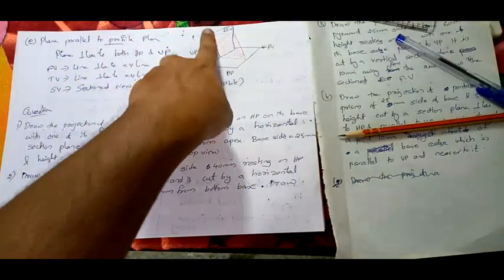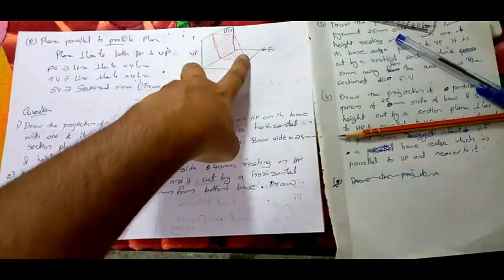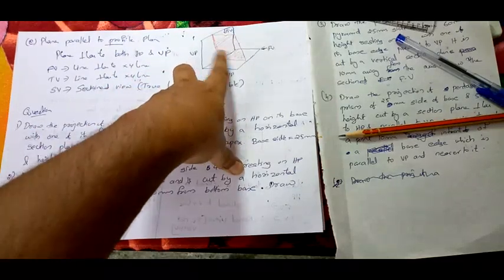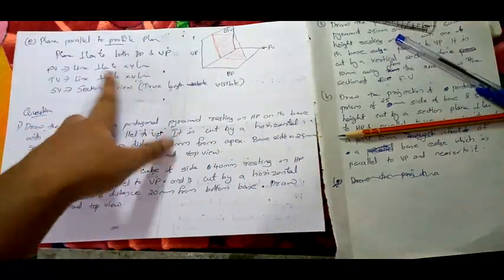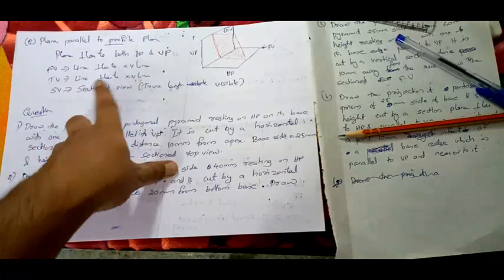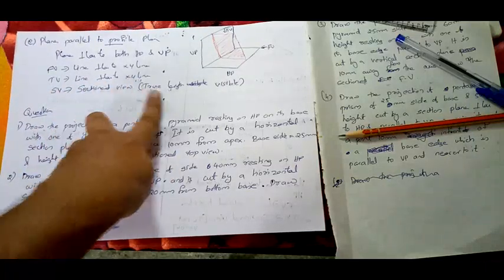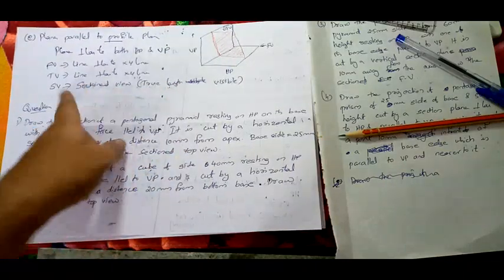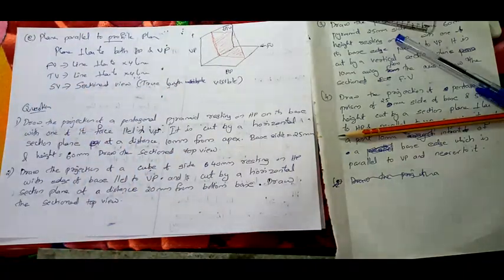So here, see this, from the front you will see this line, from the top you will see this line. Those lines are perpendicular to the XY line. So the front is a line perpendicular to the XY line, the top is a line perpendicular to the XY line, and in the side view, the sectioned view, the true length will be visible, it is not inclined.